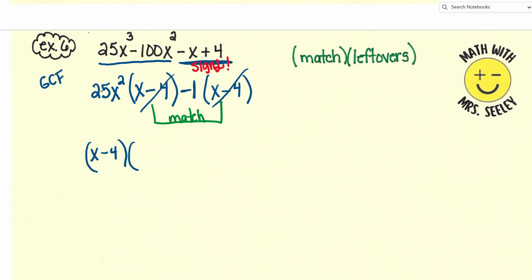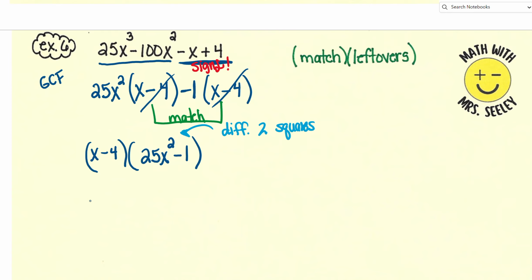And then you're left with 25x squared minus 1. And again, as it's not uncommon, that's a difference of 2 squares. That means we can factor that even more.